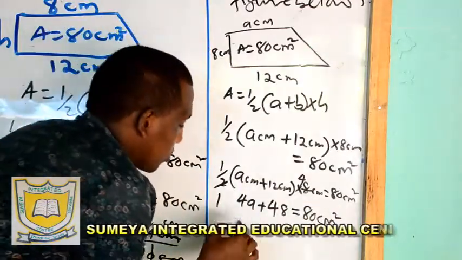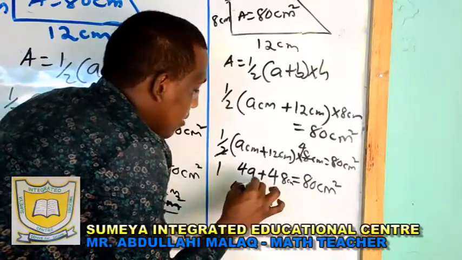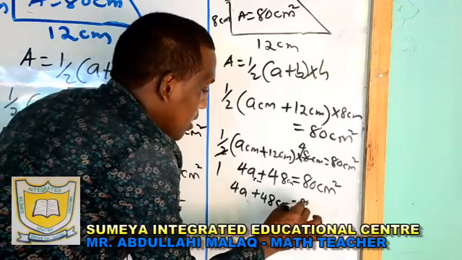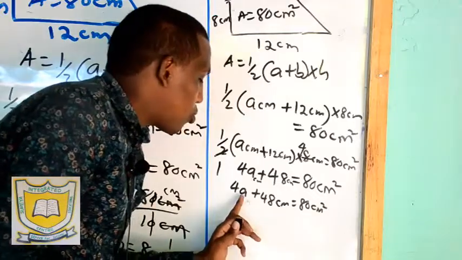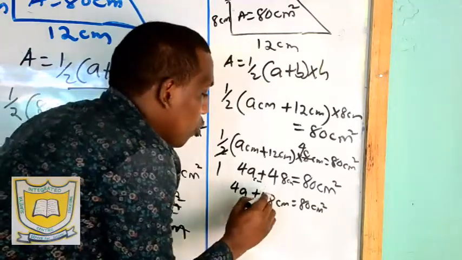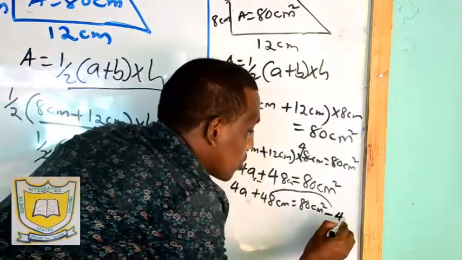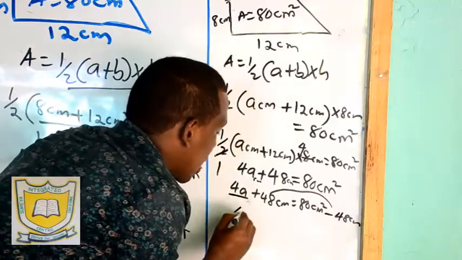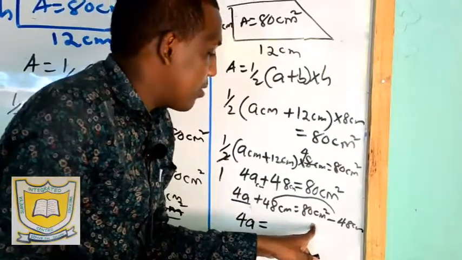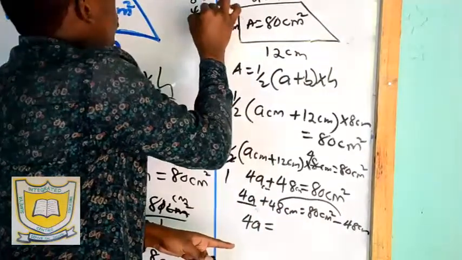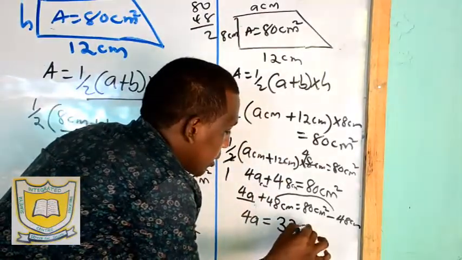So what we do now, we say 4A centimeter plus 48 centimeter is equal to 80 centimeter squared. I want to get the value of A, so we use algebra. The 48 will move to the other side. It is plus, when it goes to the other side, it will become minus 48 centimeter. So here remains 4A is equal to 80 minus 48, which is 32 centimeter.